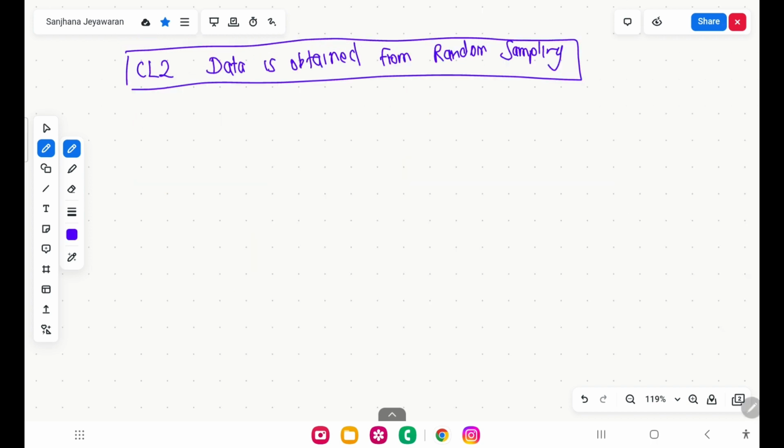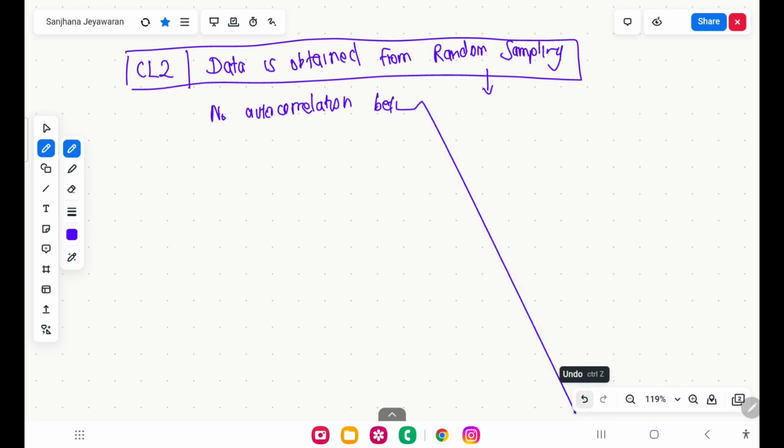Next one, CL2 says data is obtained from random sampling. What we mean by this is that there is no correlation between the error terms, and specifically we use the term no autocorrelation. Don't think that correlation and autocorrelation are all the same; this is a specific term, because there is also something called serial correlation, which is different. We say no autocorrelation between error terms because we are obtaining the sample using random sampling.